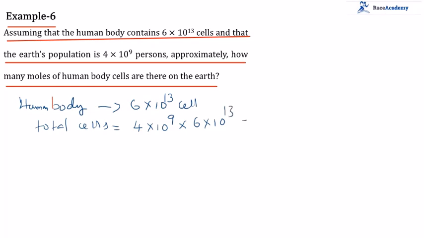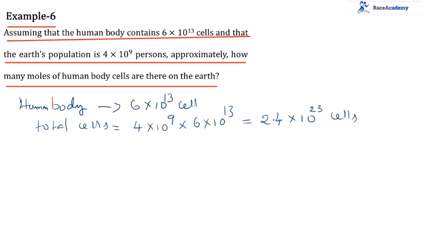So upon simplification, I got 20.24 into 10 to the power of 22. I can make it 23 by putting here 2.4 into 10 to the power of 23. So this is the number of cells in the world approximately.